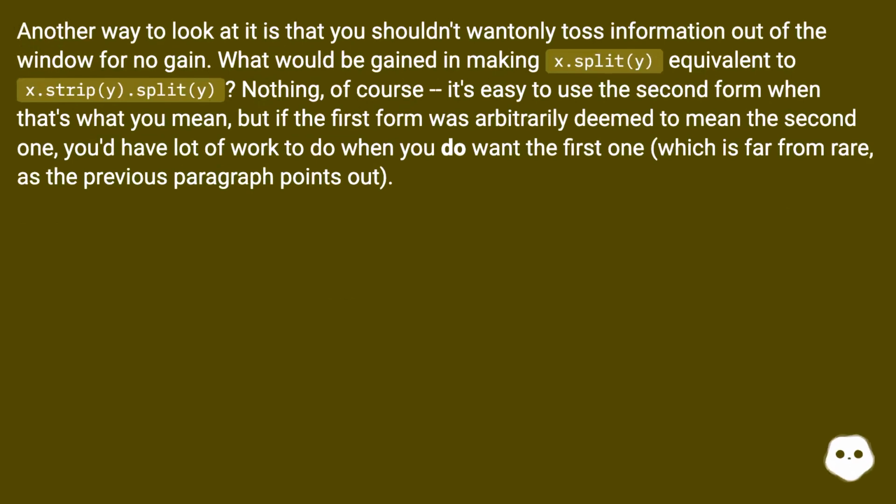Another way to look at it is that you shouldn't wantonly toss information out of the window for no gain. What would be gained in making x.split(y) equivalent to x.strip(y).split(y)? Nothing. Of course, it's easy to use the second form when that's what you mean, but if the first form was arbitrarily deemed to mean the second one, you'd have a lot of work to do when you do want the first one, which is far from rare, as the previous paragraph points out.